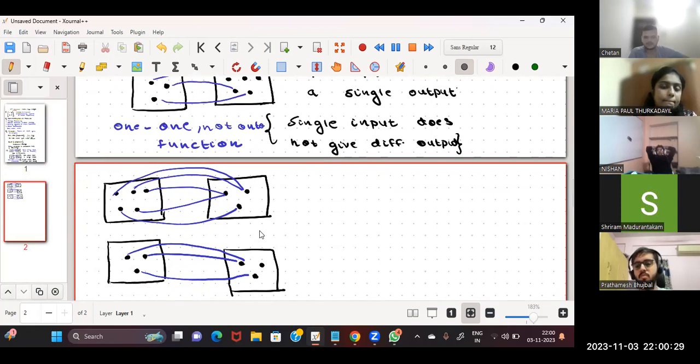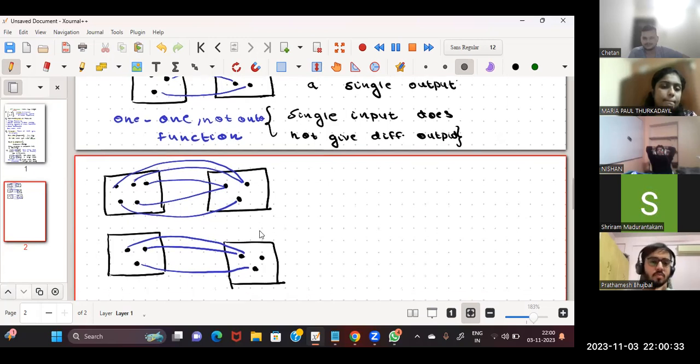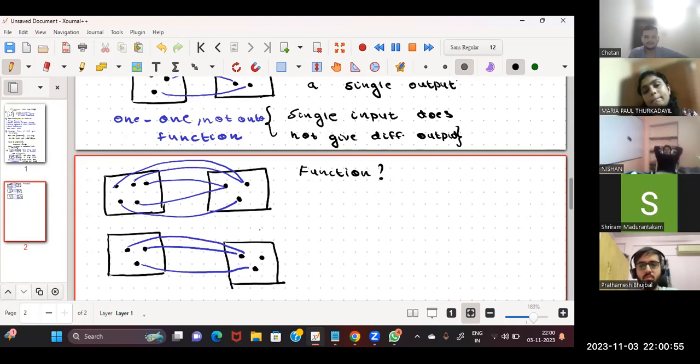What about this function? First of all, is this a function? For every input, there should be an output. Is it the case? Is this a function? That's my simple question. Himanshu says no. Care to elaborate why, Himanshu? Why do you think it's not a function?